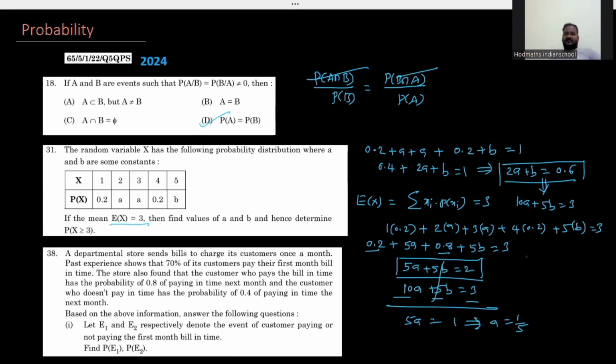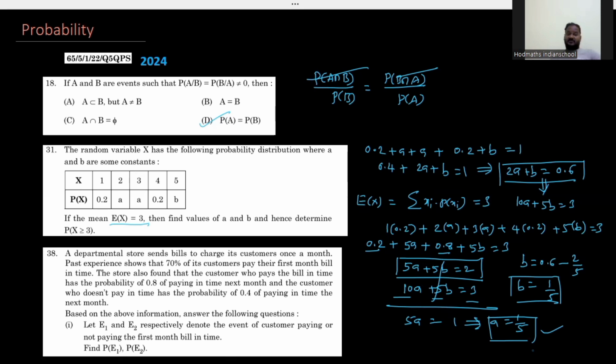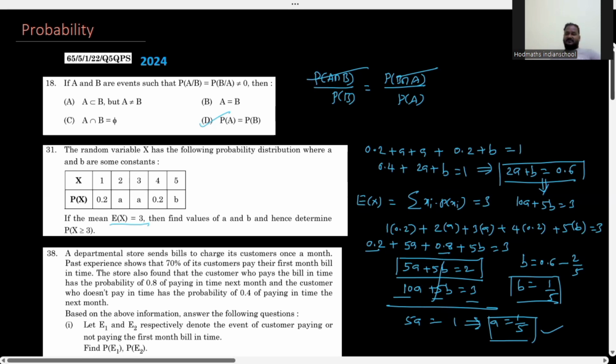When a is equal to 1 by 5, how do we get the value of b? We can substitute into one of the equations. Say 2a plus b is equal to 0.6. Then b is equal to 0.6 minus 2a. 2 into 1 by 5 is equal to 2 by 5. So 6 fives are 30, which means 3 minus 2 is equal to 1 divided by 5. Therefore, the value of b is equal to 1 by 5 and the value of a is equal to 1 by 5. Hence we find the values of a and b. Also determine probability of X greater than or equal to 3. What do you mean by probability of X greater than or equal to 3?